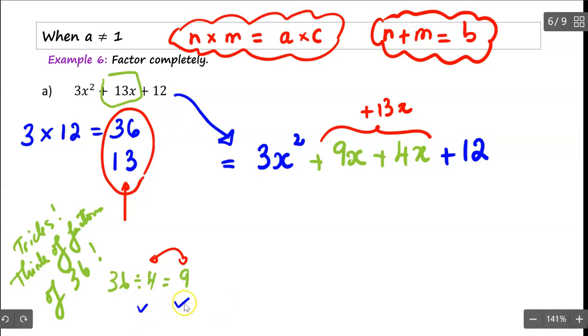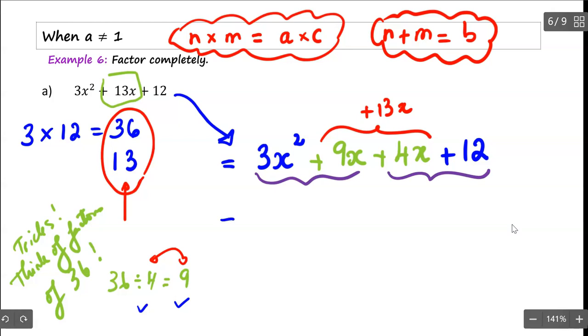Okay, so this is very important. After you found those two numbers, you break this term into 2. 9x plus 4x is 13x. Okay, this is very logical here. So the next step is you need to group them. Okay, so I group this and group this.